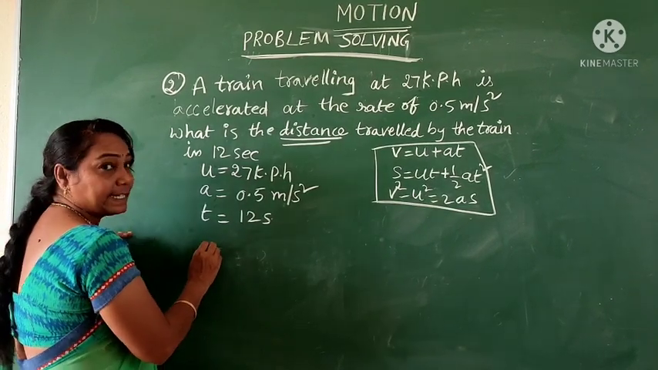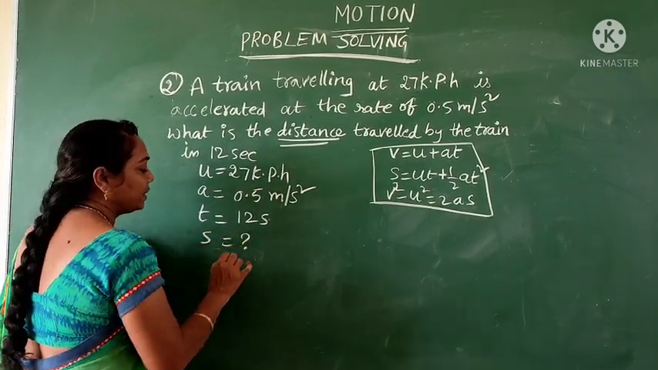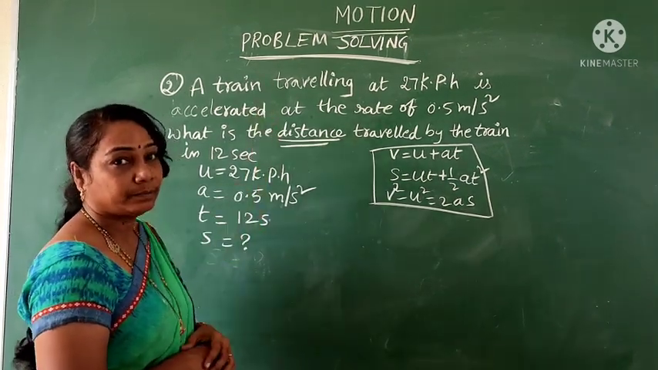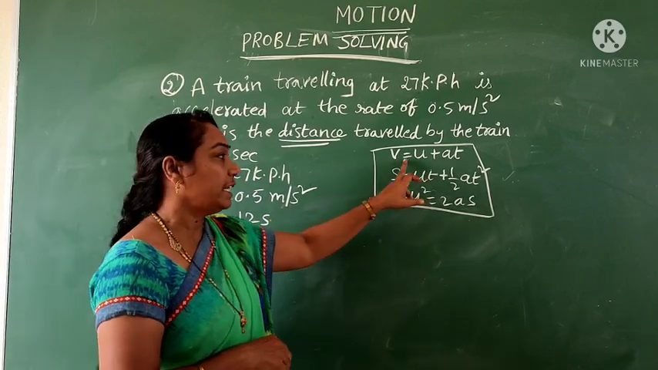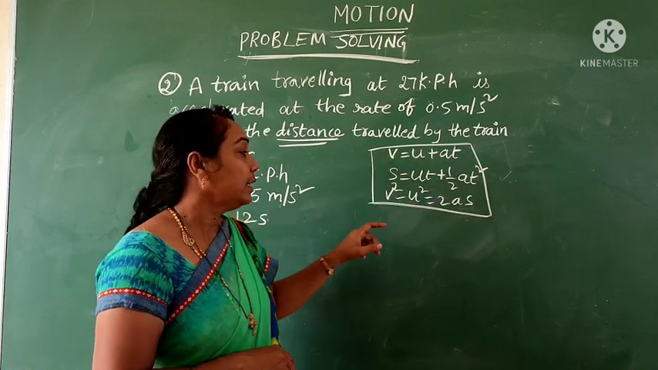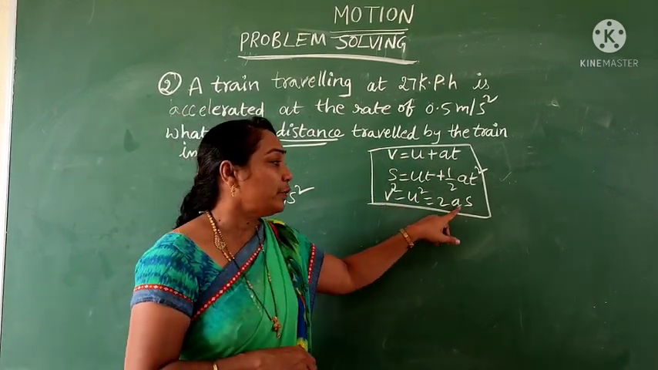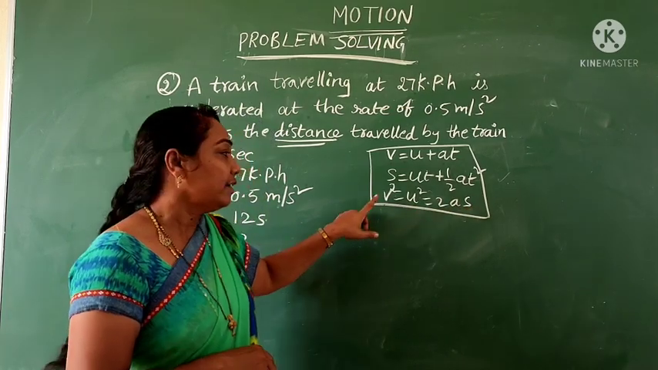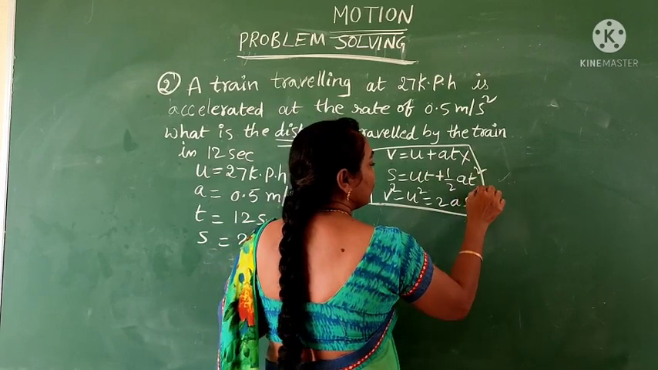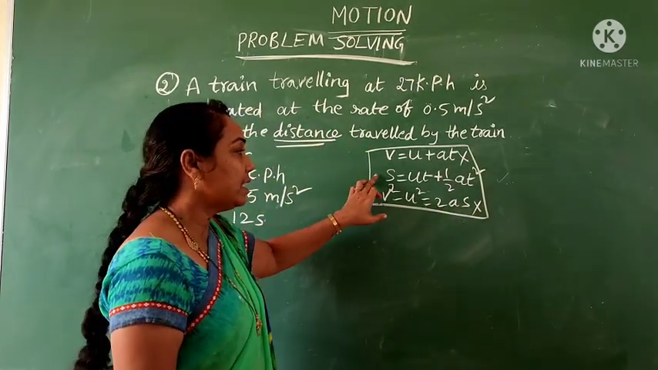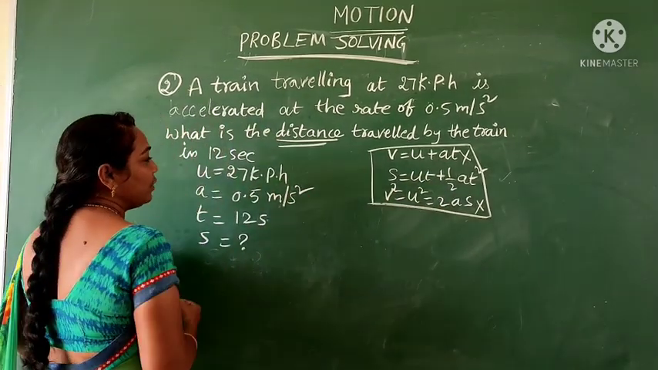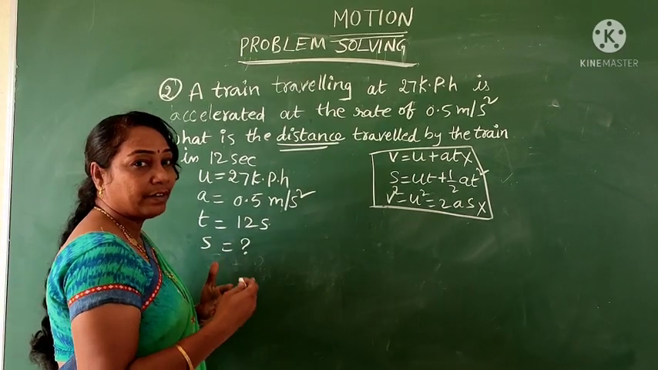We have to find out the distance. Which formula are you using to solve this problem? We know that v is not given, so we can't use this equation. And then, v square minus u square is equal to 2as. Here, s is there, but v is not given. So, we are not using these two equations. We have to use the equation s is equal to ut plus half at square. We have to find out the value of s.